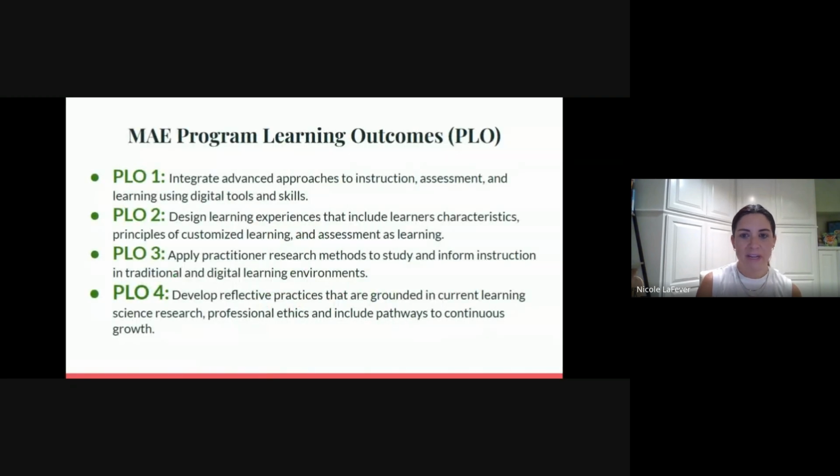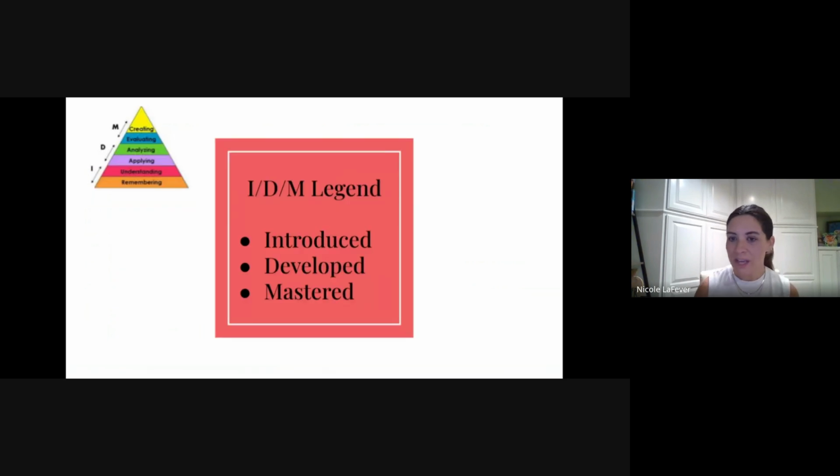I want to start off by saying I hope these artifacts represent me as an educator, what I've learned and how I've grown in this study at National University. The artifacts are all showing program learning outcomes listed right here as program learning outcomes 1 through 4. I'll be displaying these through every course that was taken throughout my journey through the MAE program, as well as the identifiers, the IDM.